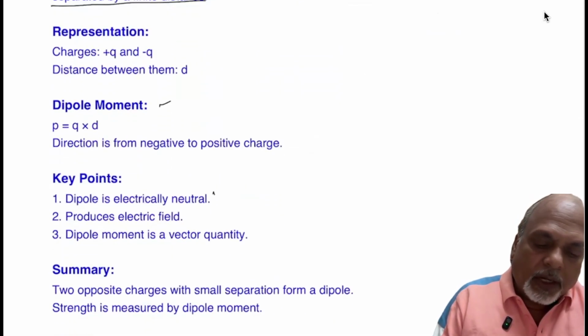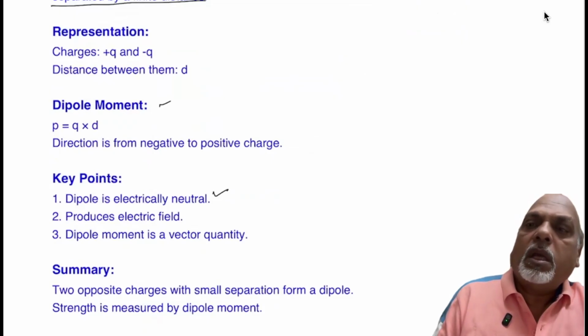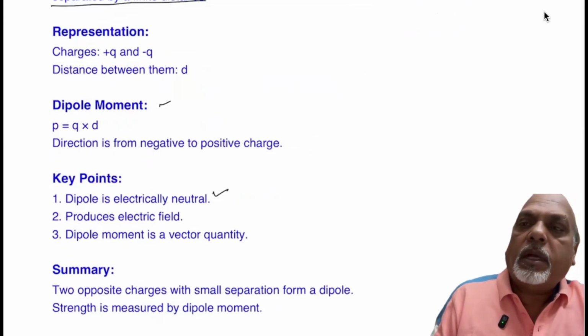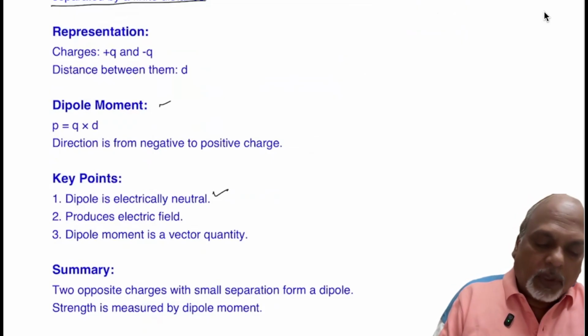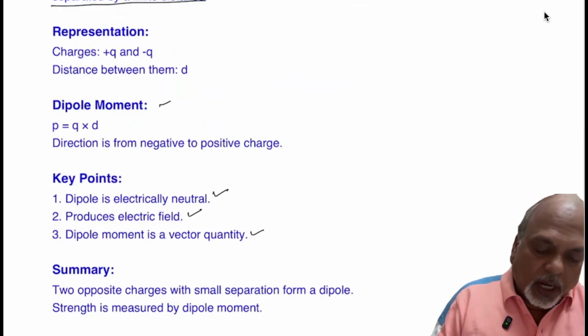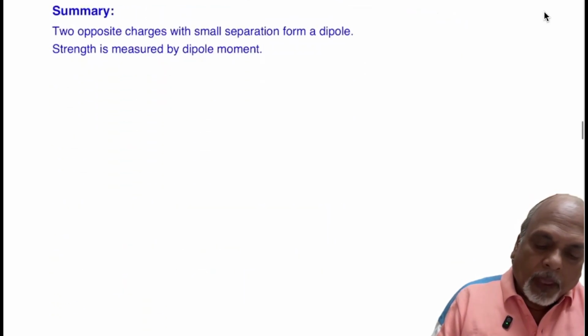Dipole is basically electrically neutral because equal and opposite charges are there. It produces an electric field, that we will see. It is a vector quantity, I told you. Correct?